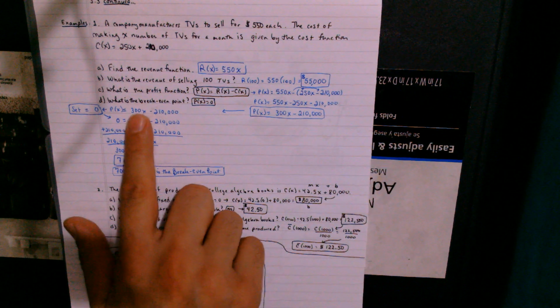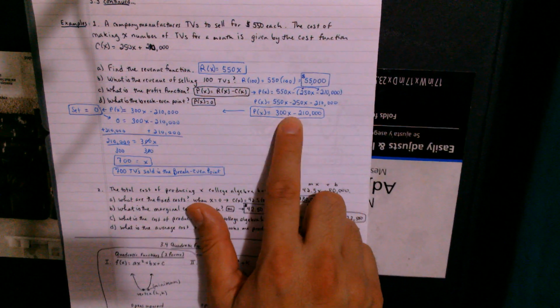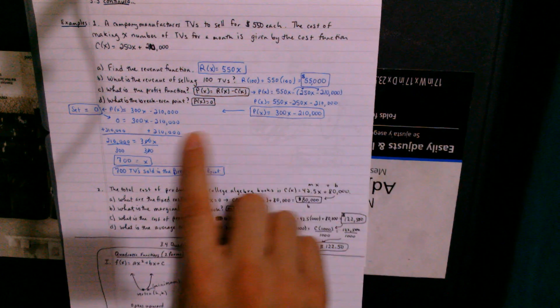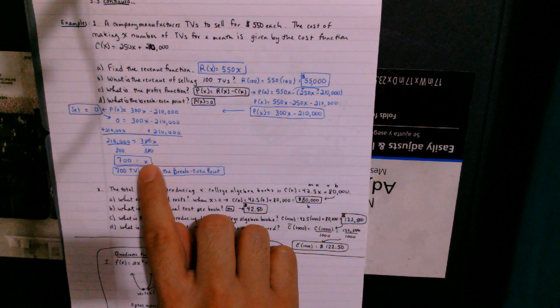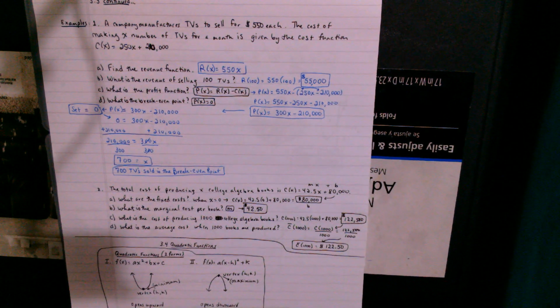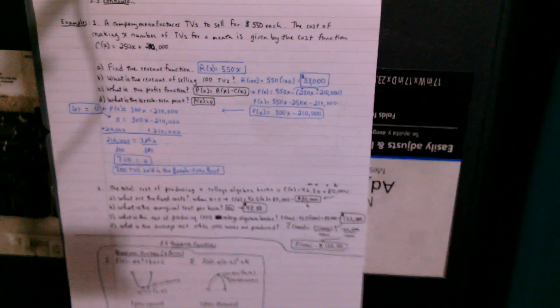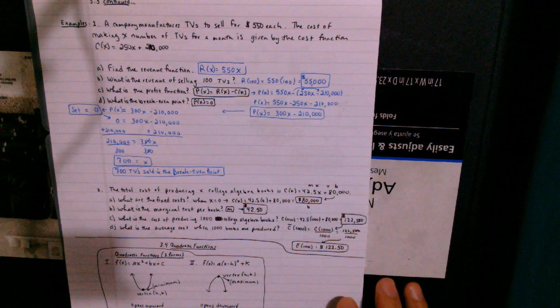What is the break-even point? Well, you break even when the profit is zero, when the profit is nothing. So you break even when you sell 700 TVs. You've got to sell 700 TVs just to break even. But once you pass 700, hopefully, you're going to have some good profit.